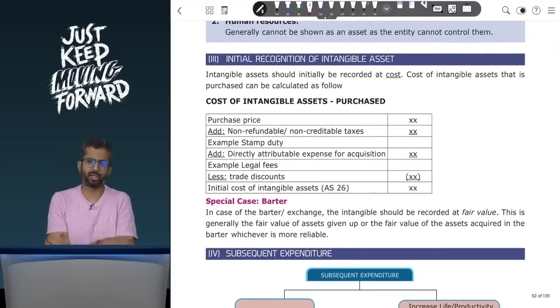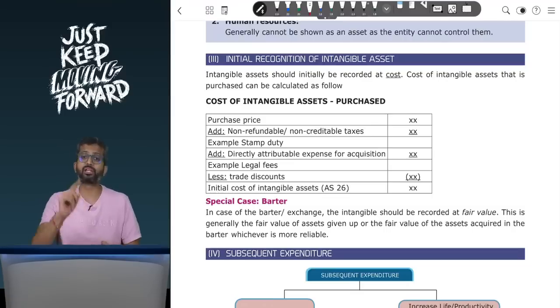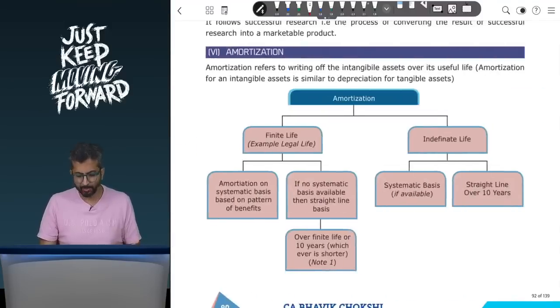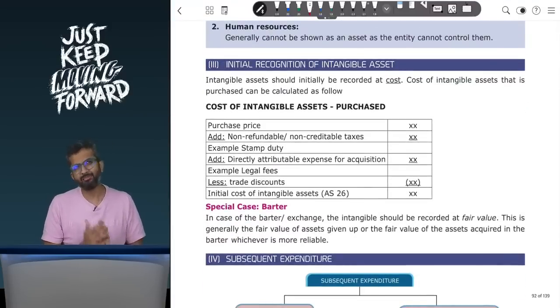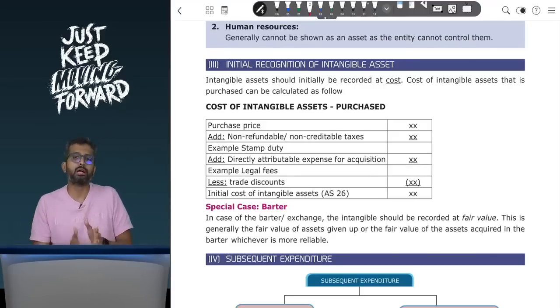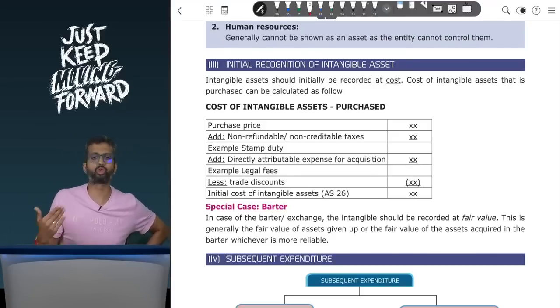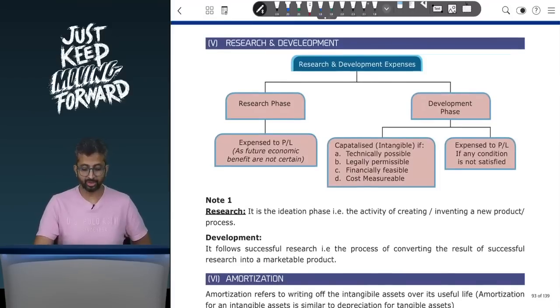Initial recognition of an intangible asset happens at cost, exactly the same way as PPE: purchase price, non-creditable taxes, less trade discounts if any, plus directly attributable expenses. Subsequent expenditure, if it increases the life or efficiency, you capitalize, otherwise you take it to the P&L, exactly the same as PPE. The subsequent valuation is usually done using the cost model only. The revaluation model is usually not permitted for intangible assets, because revaluation can be done only if there is a market price available, and for most intangible assets you don't have a quoted market. Two special cases over here would be research and development.